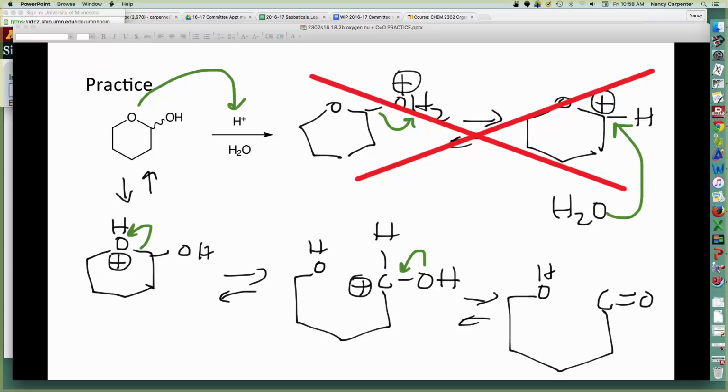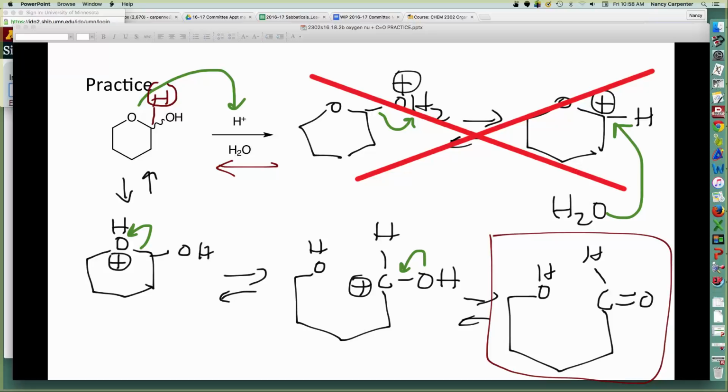Hey, there's my carbonyl carbon. Oh my goodness, what do we have here? We have an intramolecular acetal. You can tell it's an acetal because of the hydrogen attached right there. So basically all I have to do is deprotonate right there, and here is my ring opened form of my acetal.